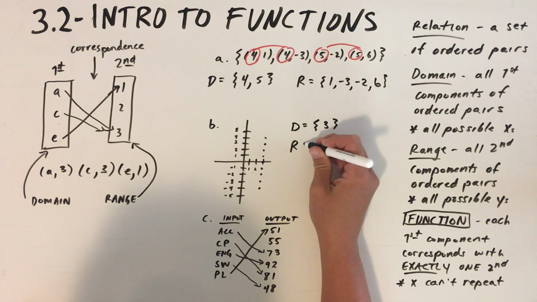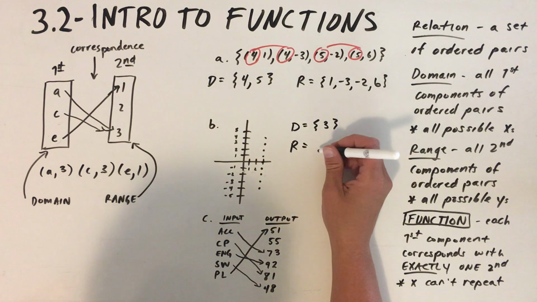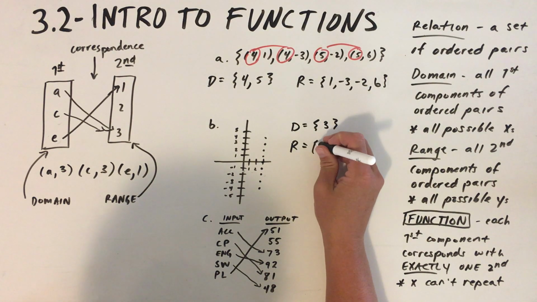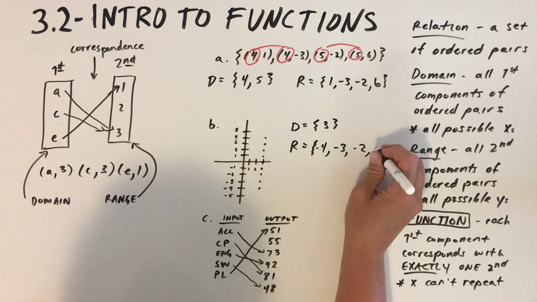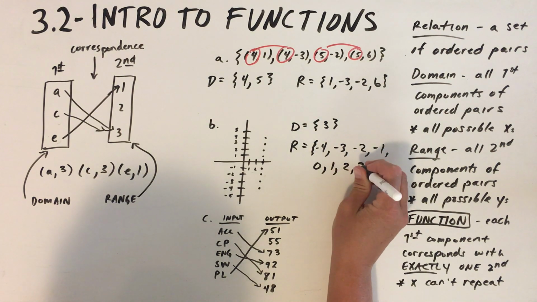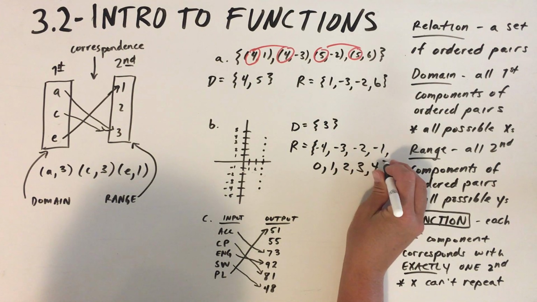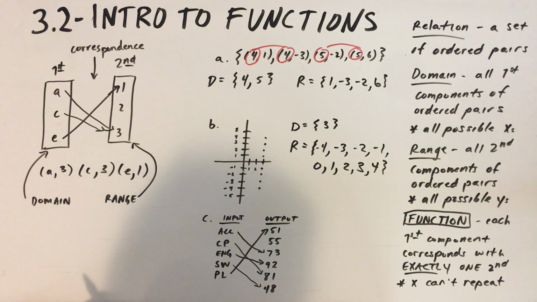Okay, but the range here on this graph would be -4, -3, -2, -1, 0, 1, 2, 3, and 4. So that is the range. It's all of the Y values of these ordered pairs, or the range.